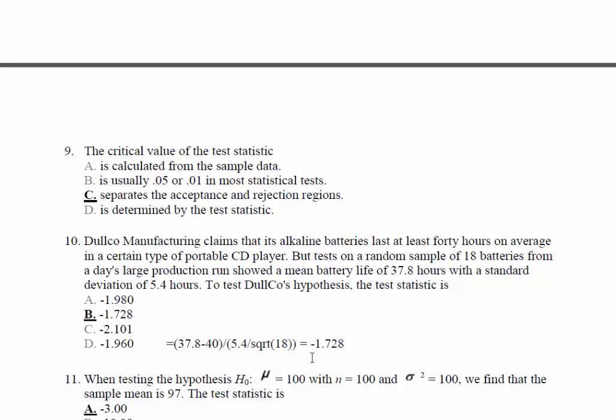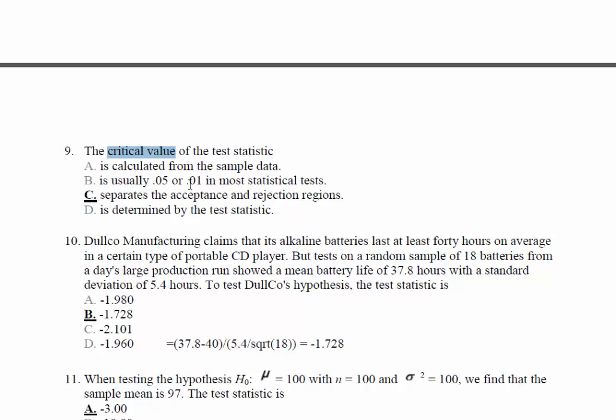The critical value of the test statistic is what? C is the correct answer. It separates the acceptance and rejection region. That's what we use the critical value for. Okay. It's calculated from sample data? No, that's not true. The test statistic is calculated from sample data. The critical value is not.